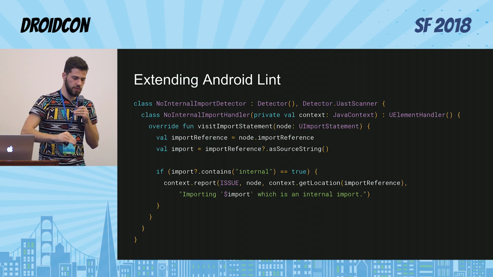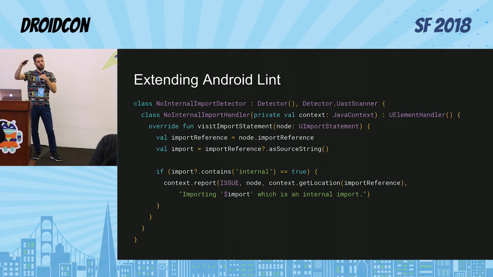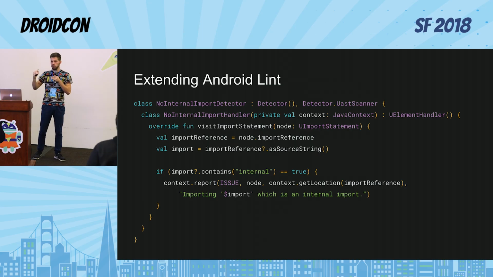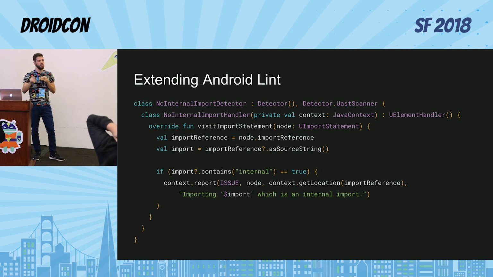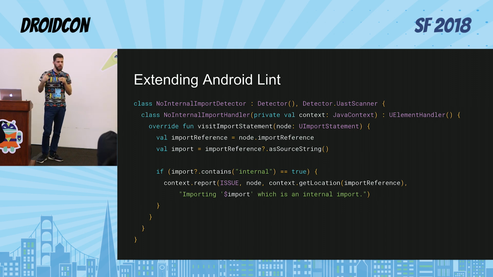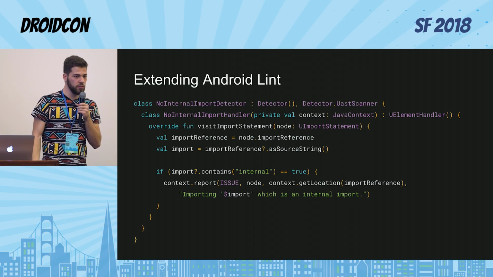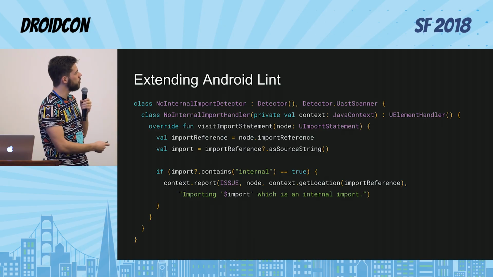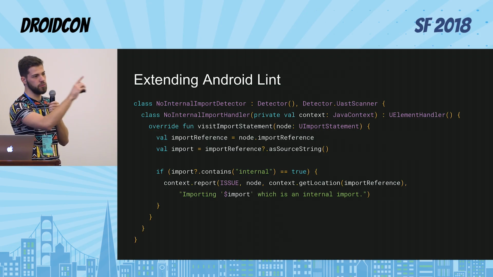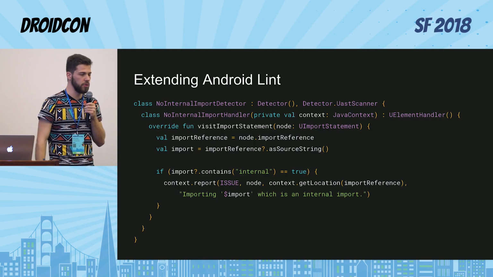So what Lint does is it looks at all of the files, looks at all of the imports, and then it's basically looking at what detectors are there, which types are they interested in. If they're interested in an import statement, they can go and call the import handler, and then they call the visit import statement. So for every import statement, this method is going to be called. Then we get the import reference, we take the source string, and then if it's containing the internal package, then we can basically say, okay, this is an issue, we want to report it. We pass the issue, the node, the location, which is where the scribbly lines and the yellow and red warnings are, and then we have a normal message that we can pass.